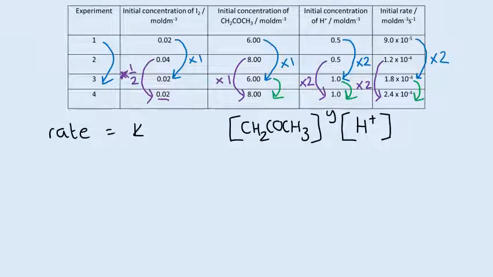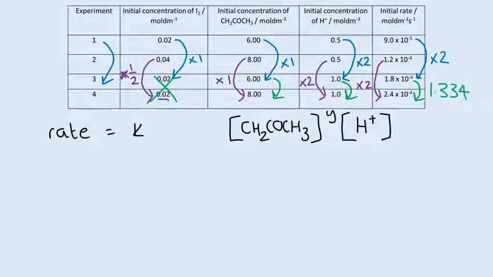Notice how I'm completely ignoring this, because even though it's staying the same, I've got confidence now, because I've removed it from the equation, that the concentration of I2 has no effect whatsoever on the rate. Right, so what's happening to the rate? It's going from 1.8 to 2.4, so I'm going to go 2.4 divided by 1.8. That's 1 1/3.